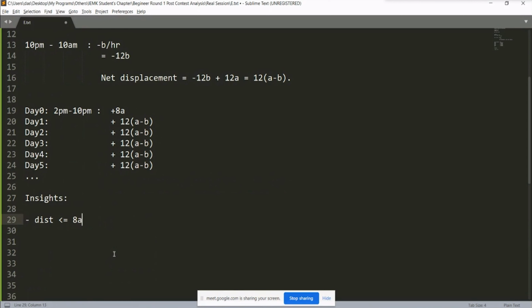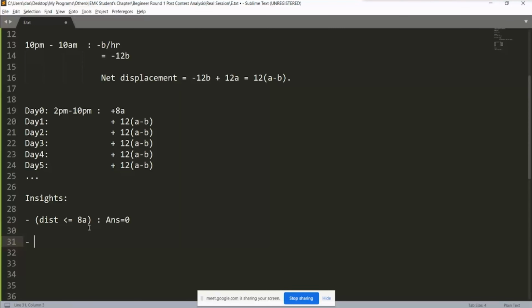Okay, thank you. So the first thing that we can have is the distance to be covered is less than equal to 8A. If that is the case, then in this period itself, the caterpillar would reach its destination, right? Because in day 0, it can cover a maximum of 8A unit. And if the distance to be covered is less than equal to 8A, then the answer is simply 0. And then we can just terminate. Is this clear? Yes.